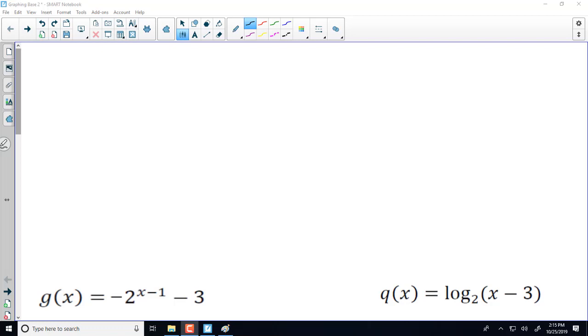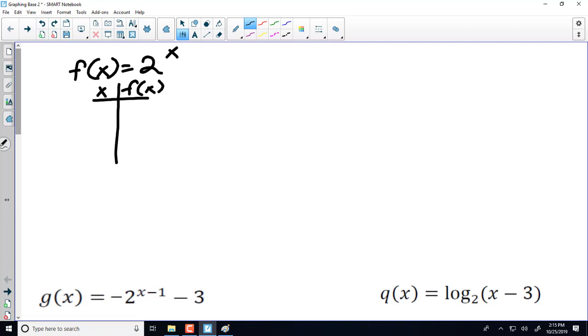If I want to graph these two functions here, g of x and q of x, then I need the original 2 to the x function and the original log base 2 of x function. So the original 2 to the x function has 3 key ordered pairs on it. It has (-1, 1/2), (0, 1), and (1, 2).